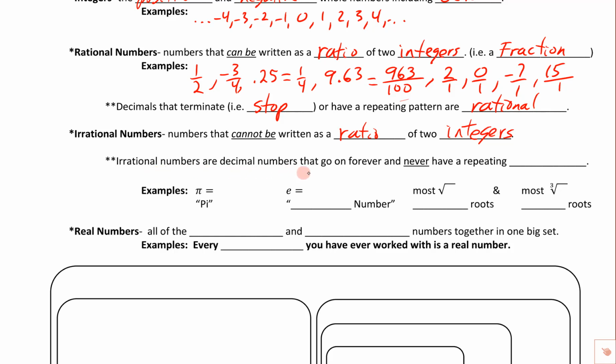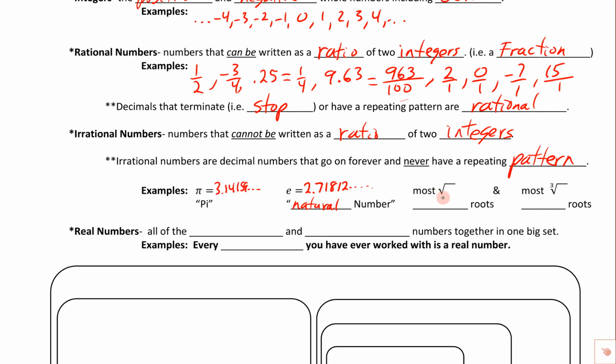So irrational numbers are decimals that go on forever and never have a repeating pattern. So they'll always go on forever, but they will never have a repeating pattern. So some examples would be the number pi. The number pi is 3.14159, and then a whole bunch of decimals that go on forever but never repeat. The number e, and you'll run into that in a couple of years, that's called the natural number. And e is 2.71812, I believe, blah, blah, blah. A whole bunch of stuff, but it never repeats, and it just goes on forever.